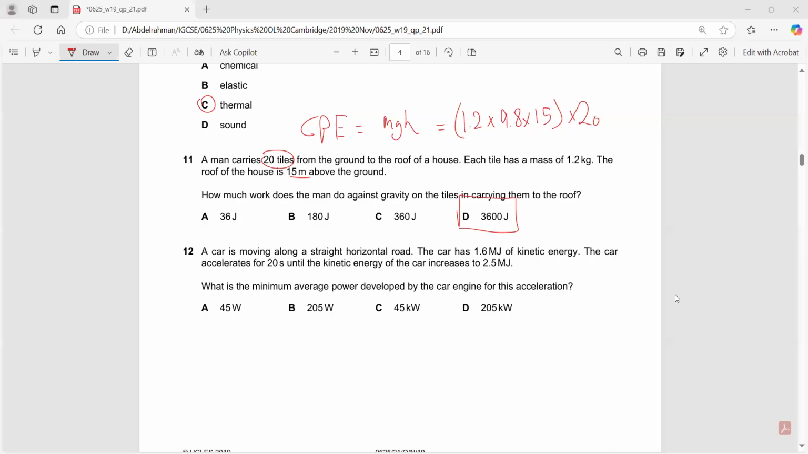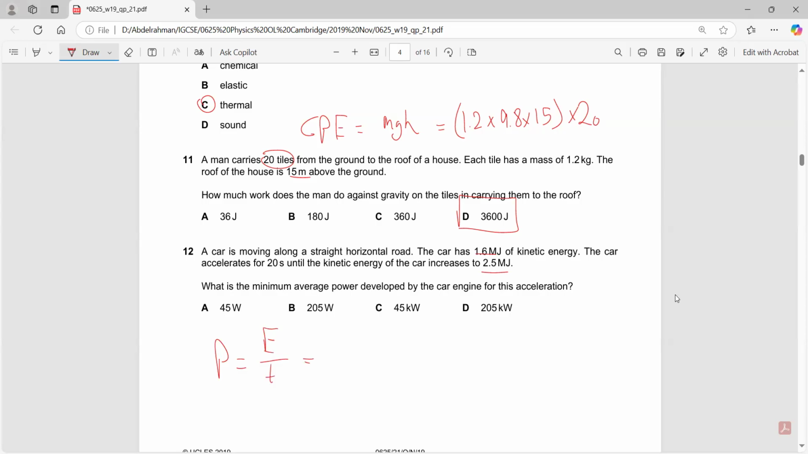A car is moving along a straight horizontal road. The car has 1.6 megajoules of kinetic energy. The car accelerates for 20 seconds until the kinetic energy increases to 2.5 megajoules. What is the minimum average power developed by the car for this acceleration? We need to find the power developed during this change. How can you find the power? Basically, power equals energy over time.